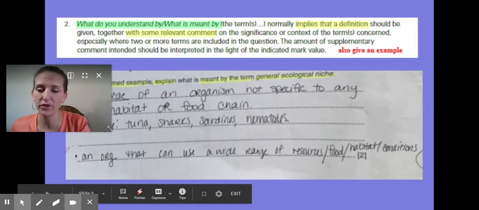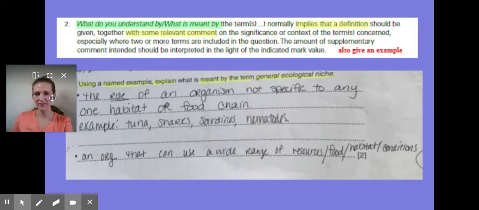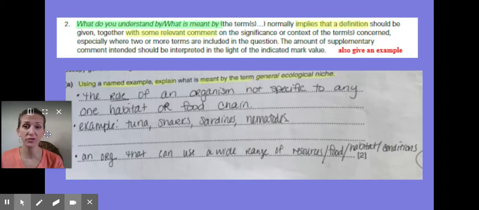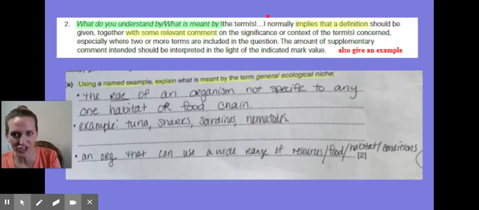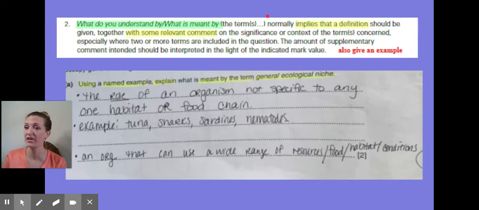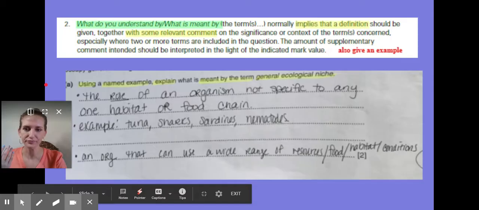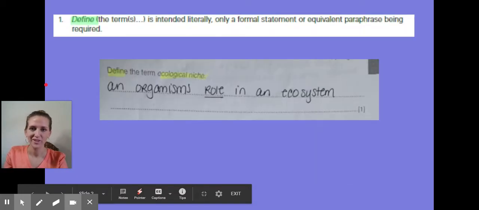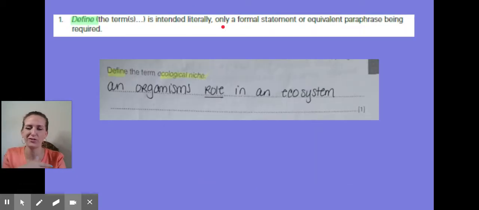Okay, our next one, I can't make myself smaller. The next one we're going to come across is what do you understand by, or what is meant by? The entire text definition that Cambridge gives us is really wordy, and even as your teacher, I'm like, what are they trying to say? So I went through and highlighted in yellow the main parts you should be honing in on for your definitions. On the define one, it really is just the literal definition. There's not much you can change around with that.